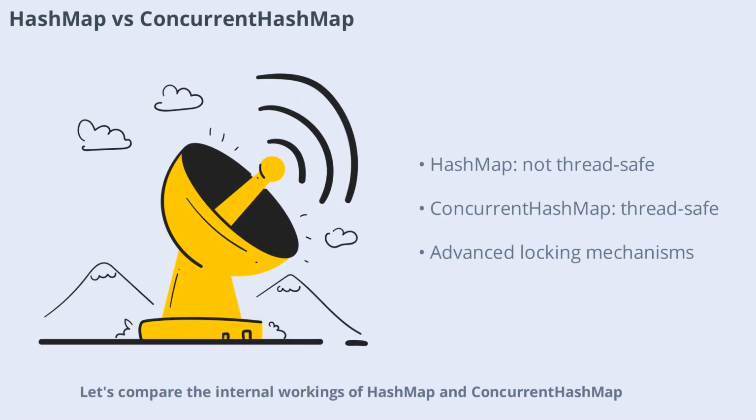Let's compare the internal workings of HashMap and ConcurrentHashMap. While HashMap is fast in single-threaded scenarios, it fails under concurrency due to lack of synchronization. ConcurrentHashMap, on the other hand, is designed for multi-threaded access, using advanced locking and atomic operations to maintain consistency and performance. This distinction is critical for backend engineers building scalable systems.